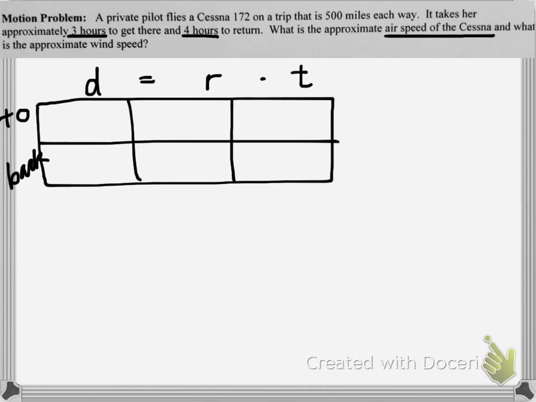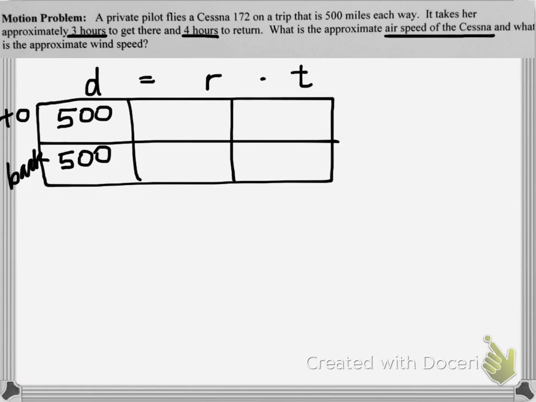All right, so let's see if we can start filling in some of the blanks. So start with the D, the distance. How far is it to get there, wherever this pilot's flying? And it says that the trip is 500 miles each way. So getting there, going to the destination, is 500 miles, as well as the return trip coming back. Both are 500 miles.